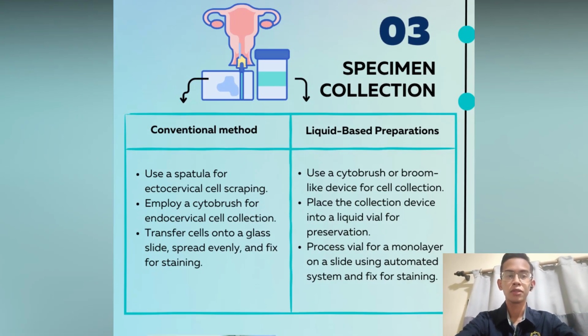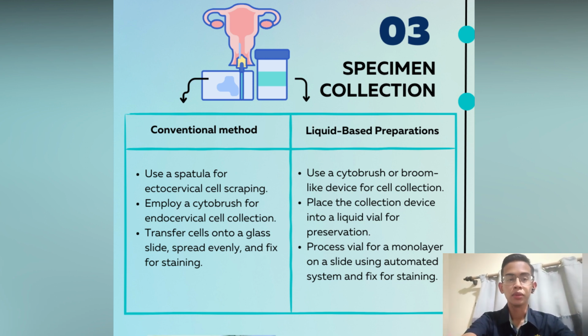As we delve further into specimen collection, we examine preparations that are liquid-based as well as conventional. In the conventional approach, endocervical cells are collected using a cytobrush, and ectocervical cells are meticulously scraped using a spatula. To ensure a uniform distribution, the collected cells are then carefully put onto a glass slide. On the other hand, when it comes to liquid-based preparations, a broom-like tool called a cytobrush is used to collect the cells. After that, the gathered cells are preserved by being put into a liquid vial.